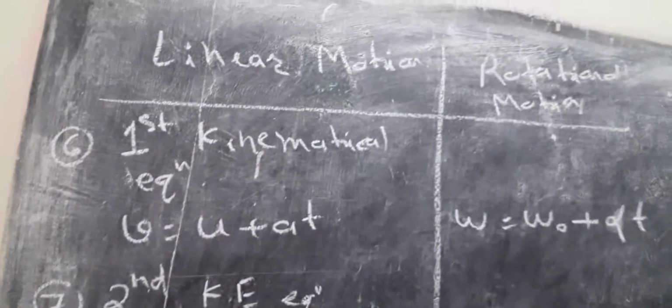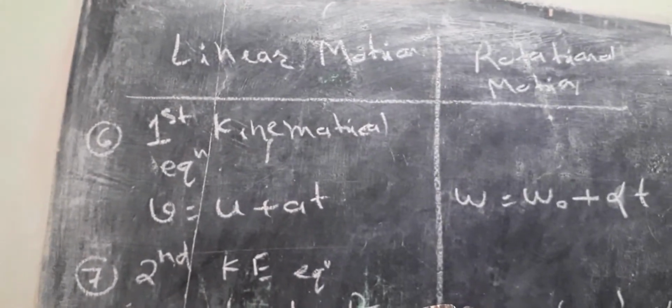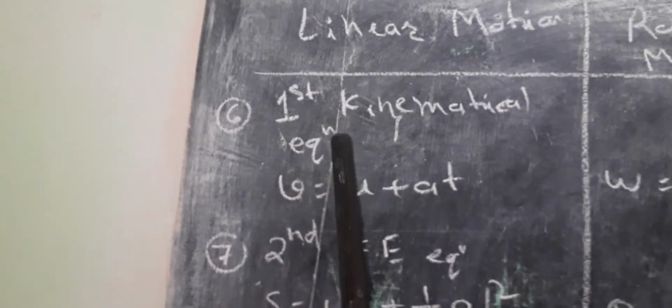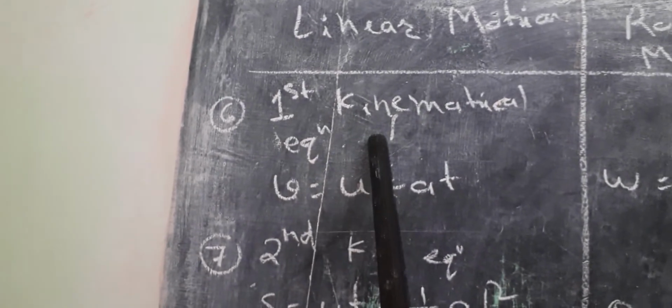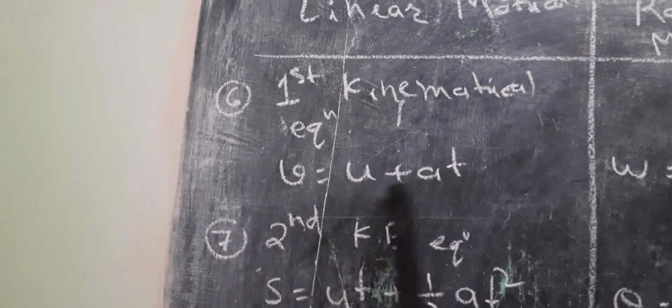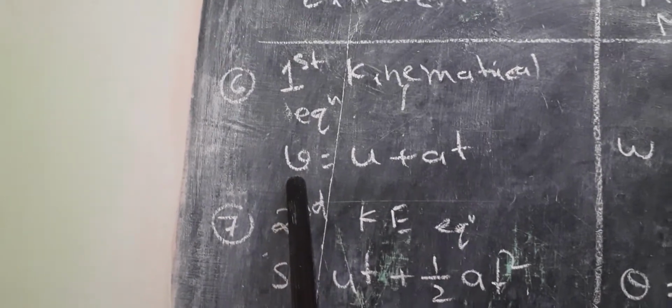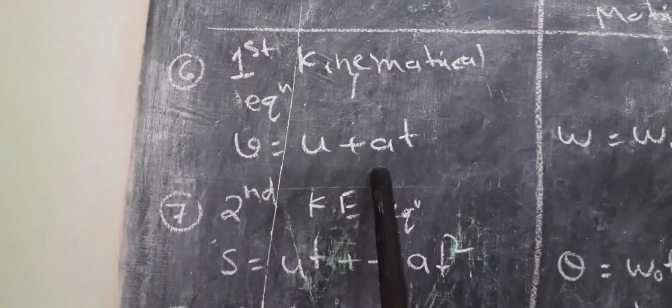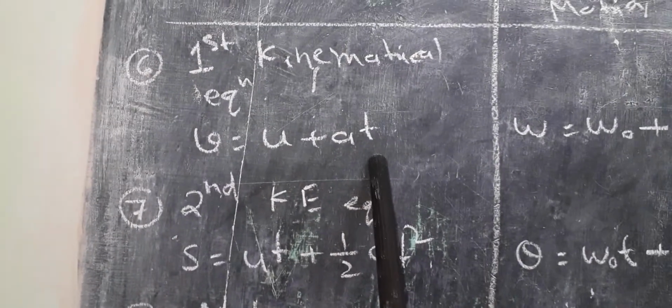Now next comparison, next formulae with respect to linear motion and rotational motion. A number of times we require the kinematical equation. We know that the kinematical equation is given by v is equal to u plus at, where v indicates final velocity, u indicates initial velocity, a indicates acceleration and t indicates time.